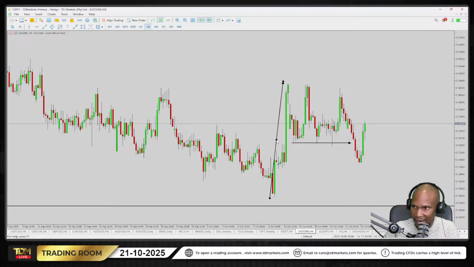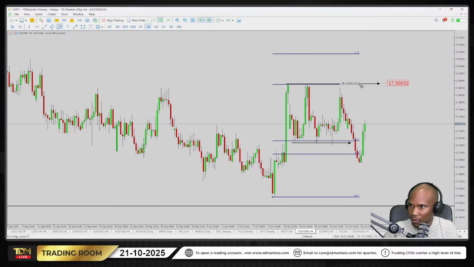So the market went up. So now it's a continuation of this leg. Now what this tells us short term about USD ZAR is that we could easily see USD ZAR going back to this high, which is around 1750, I believe. This is going to be the short term move. Because of this pattern, we could easily see USD ZAR pushing back to that area, 1750, right?